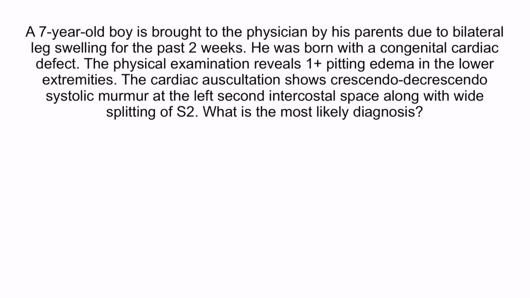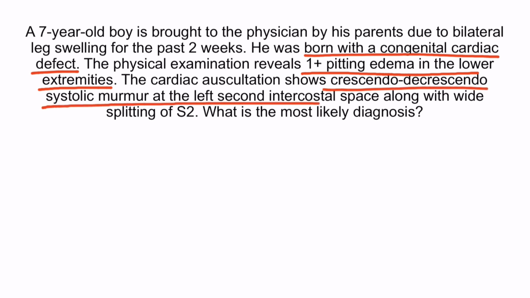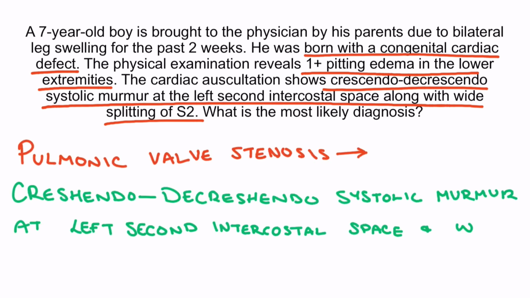This young boy presents with 1+ pitting edema in the lower extremities. He was born with a congenital heart defect which most likely accounts for his edema. The cardiac auscultation shows crescendo-decrescendo systolic murmur at the left second intercostal space along with wide splitting of S2. Left second intercostal space is the pulmonic area. Therefore, this patient likely has a defect of the pulmonic valve. Given the systolic crescendo-decrescendo murmur and wide splitting of S2, the patient most likely has congenital pulmonic valve stenosis.